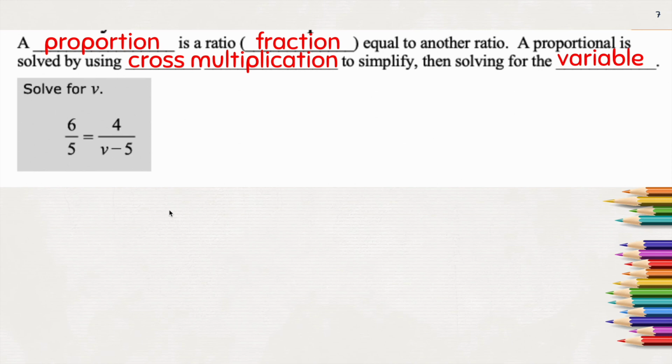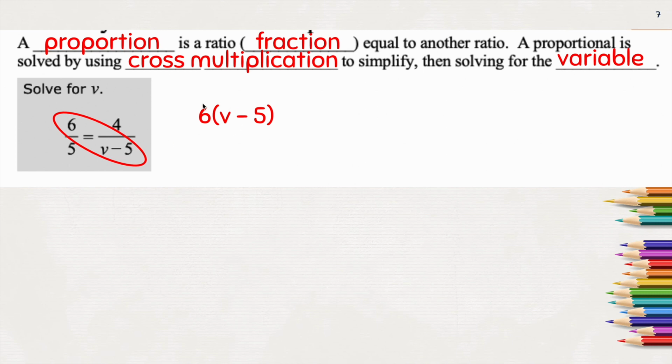So we've been dealing with fractions. We were graphing rational expressions in the last video. So now we just have a fraction equaling a fraction. We're still on the same page here, but now we have to solve this because I want to know what v equals. Cross multiplication literally means I'm going to go across from top to bottom, from fraction to fraction.